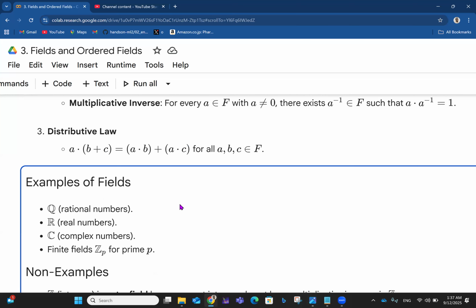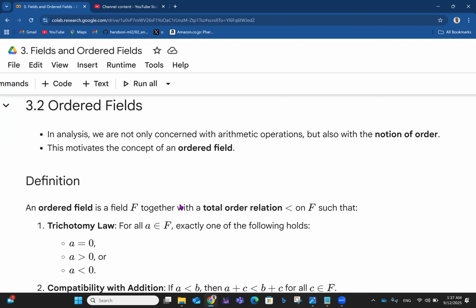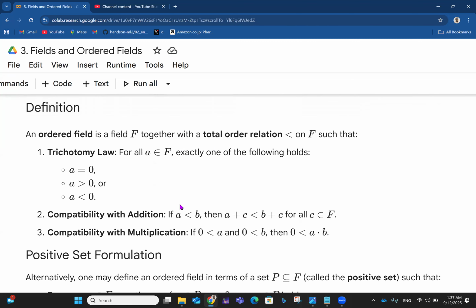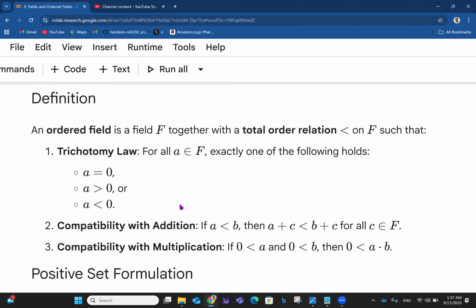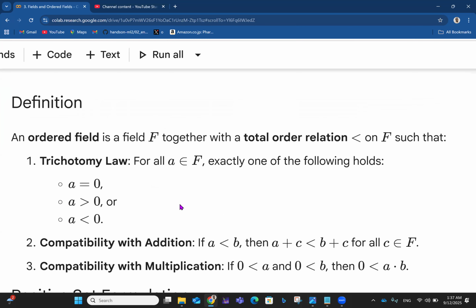Having taken care of all of that, we also are concerned about order. So what is an ordered field in that sense then? An ordered field is a field F together with a total order relation less than on F, such that we have the trichotomy law.